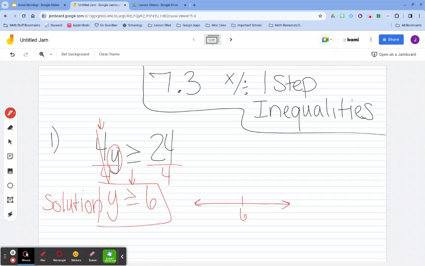So if we remember, when it says greater than or less than, we use an open circle. If it is greater than or equal to or less than or equal to, we use a closed circle. So since it says greater than or equal to, we are going to need a closed circle at 6. And since it says greater than, we need to think, which way do the numbers get bigger? And that would be to the right. So we are going to put our arrow going to the right.